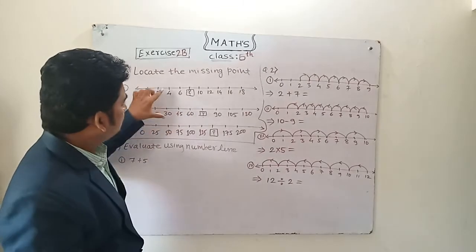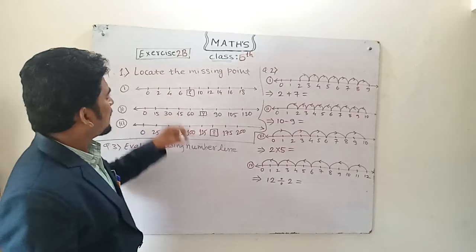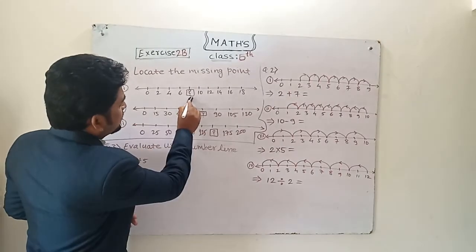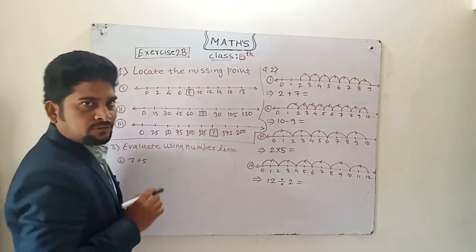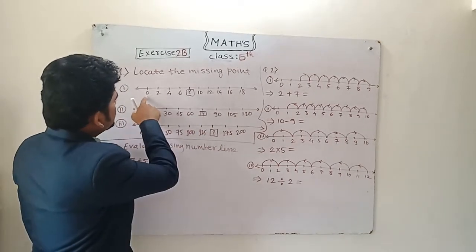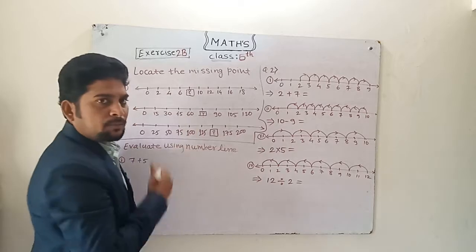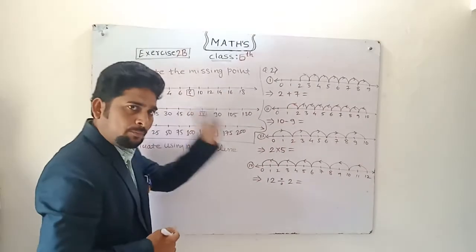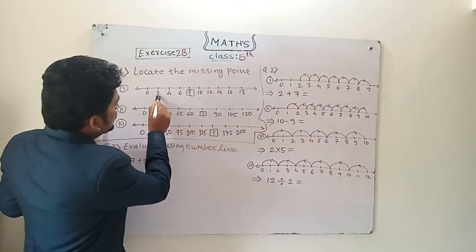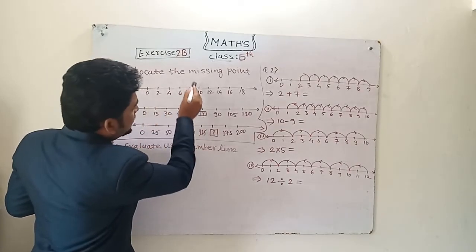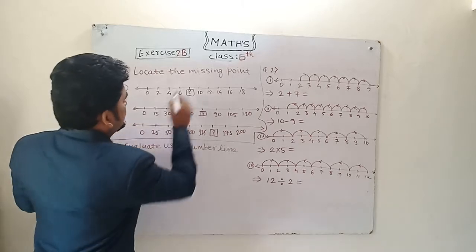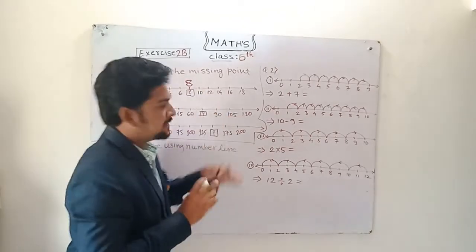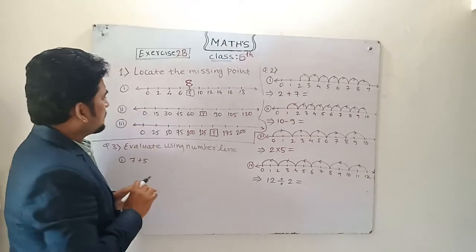These are the number lines given. We have to find the missing point. See, where is the missing point? Here. What will come here? See, 0, 2, 4, 6. How much is the difference? A difference of 2. So obviously here also will come a difference of 2s. 2, 4, 6. After that 8 will come, right? Then 10, 12, 14, 16 and 18. So here 8 will come. Simple only it is.